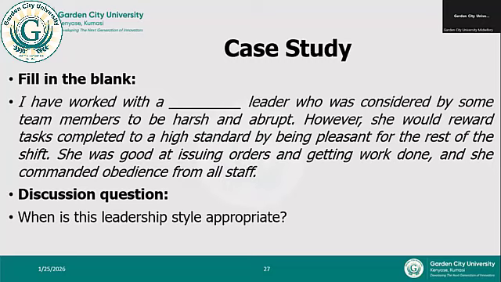But let's look at it from this perspective. Let's look at the preamble again. Who was considered by some team members to be harsh and upfront. However, she will reward tasks completed. You understand? She will reward tasks completed, meaning this is a leader who rewards what? Effort. In the authoritarian leadership, we said negative reinforcement is what dominates. It doesn't reward good. It only punishes. That's authoritarian. But transactional will reward you for good and punish you for bad.